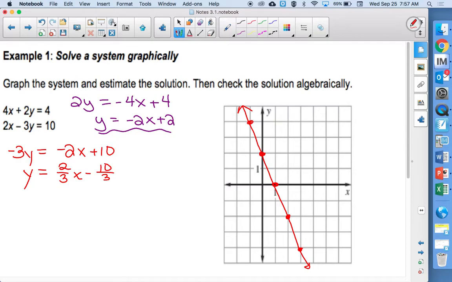The next one, we have 2/3 x minus 10/3. What is negative 10/3 approximately? Chris? Yeah, so it's approximately negative 3 and 1/3. So go down negative 3 and then a little beyond that. This slope is up 2 and right 3.